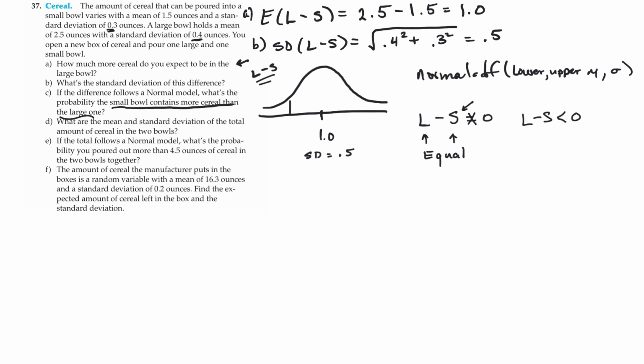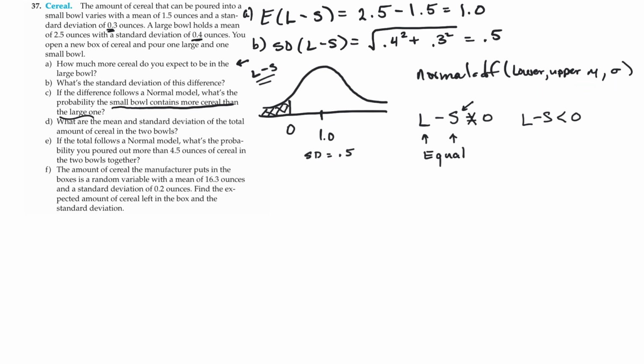So I'm going to come over here. I don't really know where 0 is exactly, but I'm going to put it right here. And it says, what's the probability, what's the percent of the time that I'm going to get an area below 0, where the small bowl happens to have more in it than the large bowl? By creating this picture, I've got everything I need in order to plug into this situation.